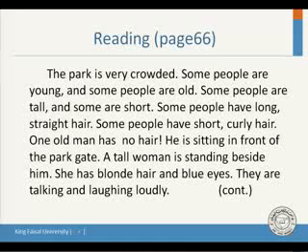Now here notice the location phrases. In front of. He is sitting in front of the park gate. A tall woman is standing beside him. She has blonde hair and blue eyes. They are talking and laughing. Loudly.